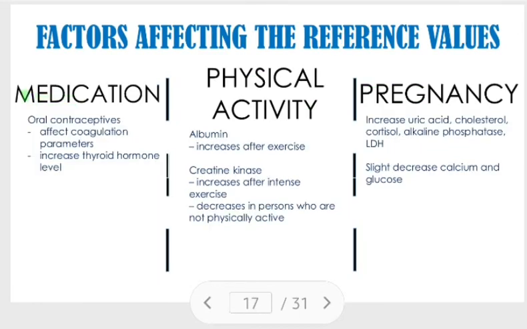Next, we have medication. Oral contraceptives affect coagulation parameters. They induce a prothrombotic state and deep vein thrombosis. Same with oral contraceptives, they increase thyroid hormone level. So for the thyroid hormone level, it contains estrogen. So estrogen causes more thyroid hormone to be bound to proteins in your blood, making them less readily available for your body to use. That is why it increases thyroid hormone in your bloodstream.